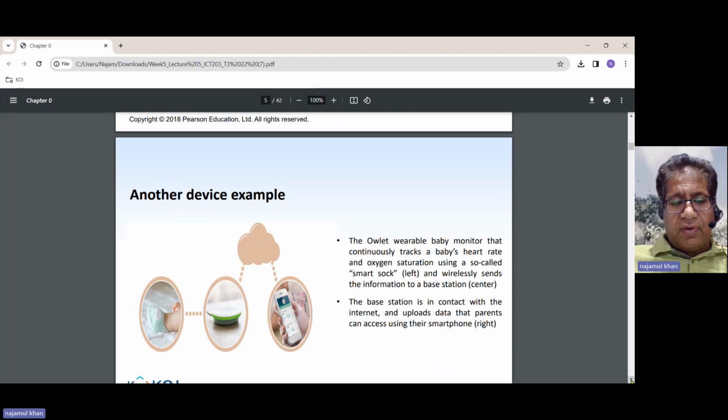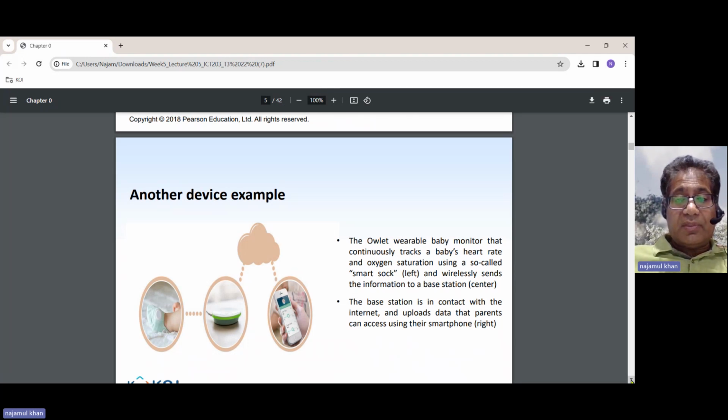The first one on the far left, the Owlet baby monitor, is a wearable baby monitor that continuously tracks a baby's heart rate and oxygen saturation using a so-called smart sock. As you can see on the left side, a baby is wearing a sock that will continuously monitor the baby's heart rate and oxygen saturation. Not only that, it also wirelessly sends the information to the base station.